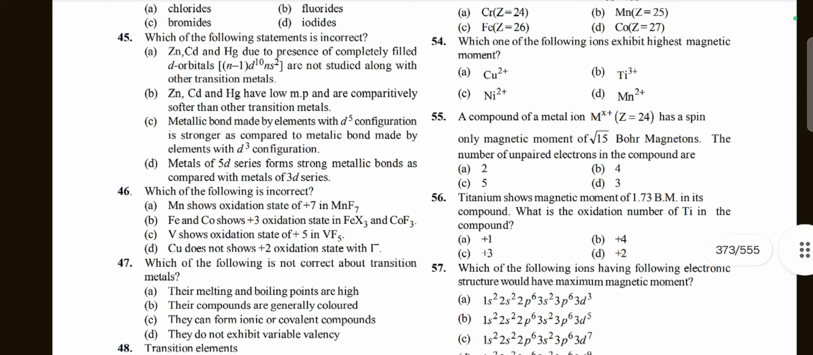Which of the following statements are incorrect? So Zn, Cd, Hg, due to presence of completely filled d orbitals, are not studied along with other transition elements. No, this is false. This is an exception, they are also studied with the transition elements. Option A will be incorrect.